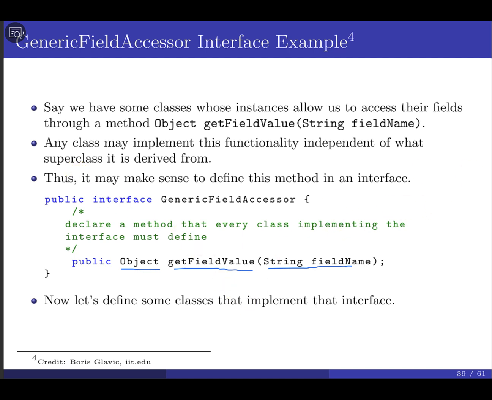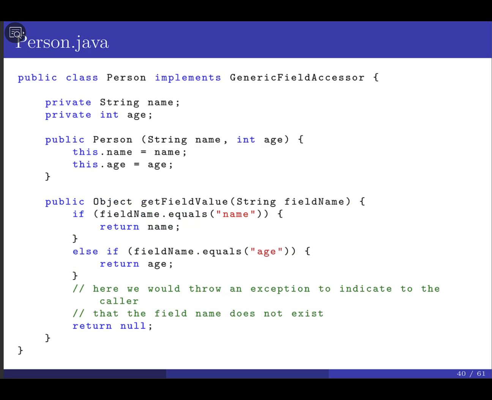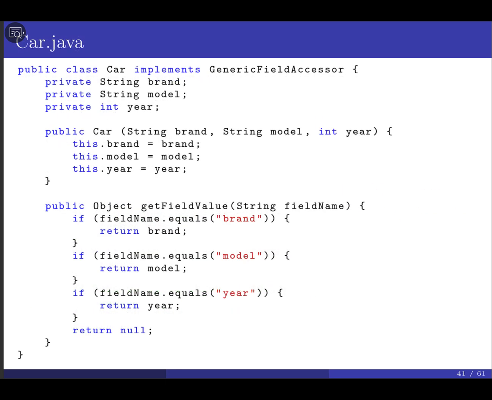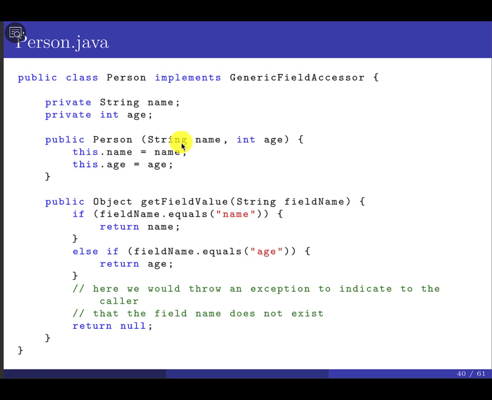Let's assume that we have two classes. The first one is called Person, the second one is called Car. Both of them are going to implement the interface, which just defines the method, so each of them has its own implementation. Assume that we have a normal class with two private instance variables. They cannot be accessed directly unless you define getter and setter methods. The first one is name, the second one is age.